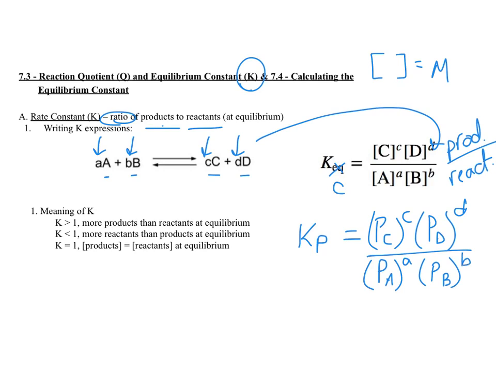Things that you need to know about K. You need to know what it means if K is greater than 1, less than 1, or equal to 1. If K is greater than 1, it means that there are more products at equilibrium. Sometimes they'll say that the products are favored, so you'll see that terminology. The products are favored if K is greater than 1. If K is less than 1, there are more reactants, or the reactants are favored. And if they're equal to each other, then you basically have the same amount of products and reactants at equilibrium.